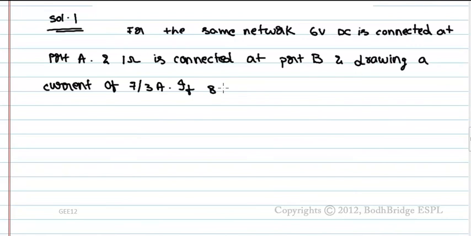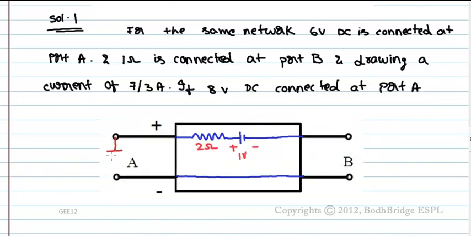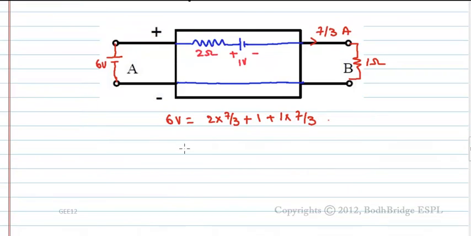If 8 volts DC is connected at port A: 6 volt, 1 ohm, 7/3 amperes. 2 into 7/3 plus 1 plus 1 into 7/3, 6 equals 6. So our network is correct.